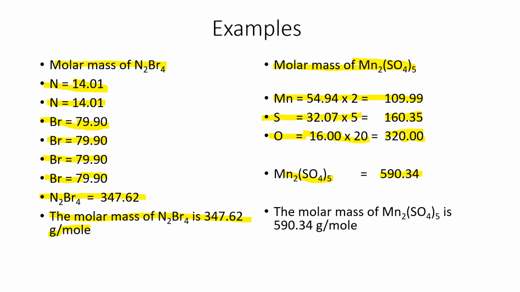What does that 590.34 really represent? Well, that's the molar mass of Mn2(SO4)5. That means it takes 590.34 grams of that substance to give us 1 mole of that substance. So when you're dealing with a molecule or a compound, all you really need to do is sum together all of those individual pieces.